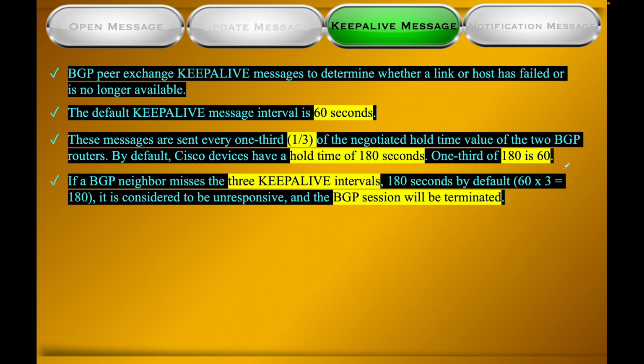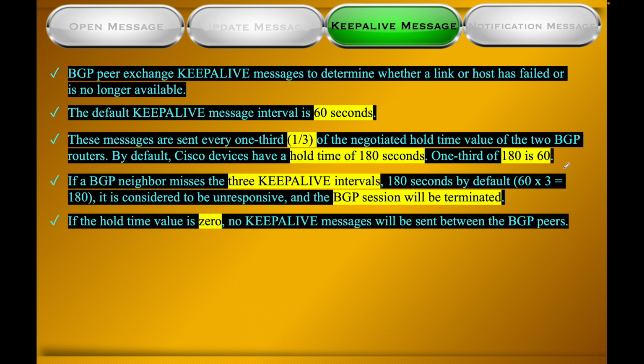If BGP misses any Keepalive message within the hold timer value, it will terminate the BGP session. Now if the hold time value is 0, then no Keepalive is sent, because the Keepalive interval should be one-third of the hold timer. If you set the hold timer value to 0, then how do you send the Keepalive?